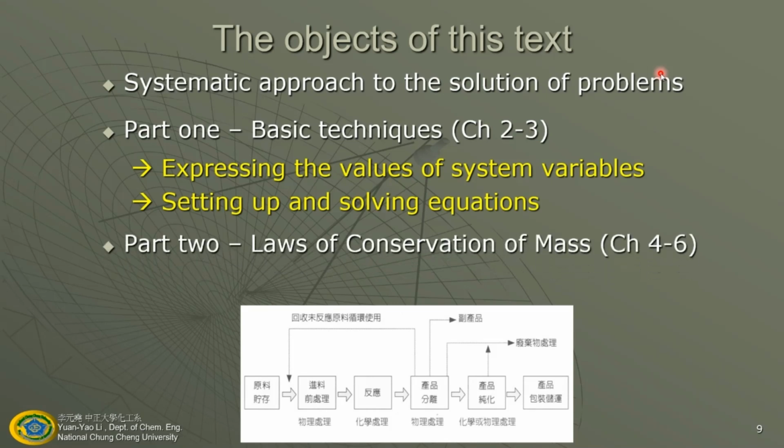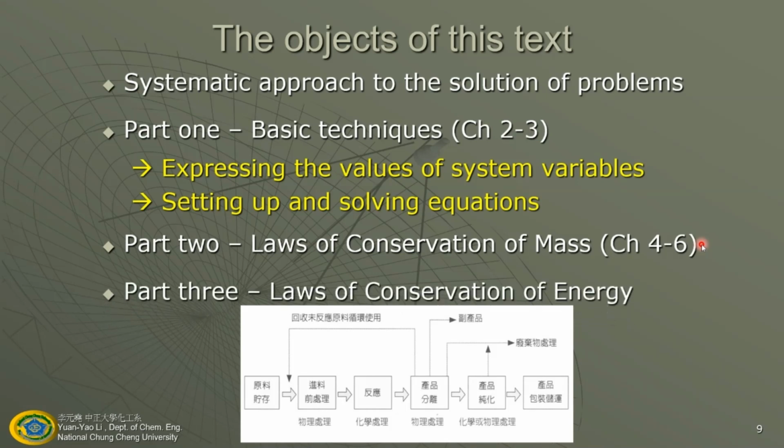In part 2, we want to know the laws of the conservation of mass. This part 2 involves chapter 4 to chapter 6. And this is very important. These 3 chapters are very, very important, and we will focus on these 3 chapters. Once you understand chapter 4 to chapter 6 very well, then for the laws of the conservation of energy, there's no problem for you to understand part 3. So what I want to tell you is that we will focus on chapter 4 to chapter 6 in this course.